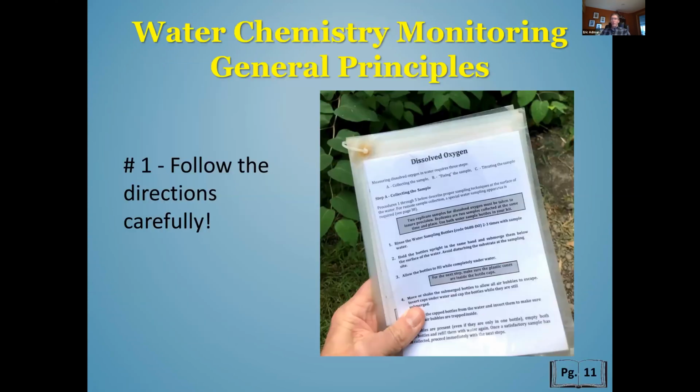So we're going to go over some basic principles that you want to follow when water chemistry monitoring. The first one is to have a set of written directions with you and to read and follow the steps carefully. If you forget a step, your test will not turn out right. And by the way, you may see a page number referenced on these slides, which refers to a page in the water monitoring manual, in case you want to look up any of these items.